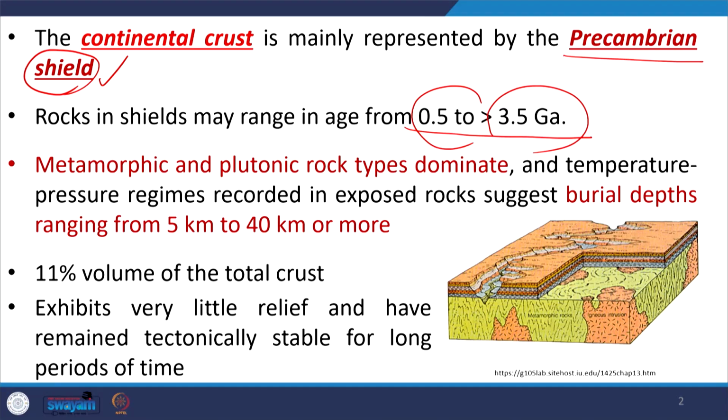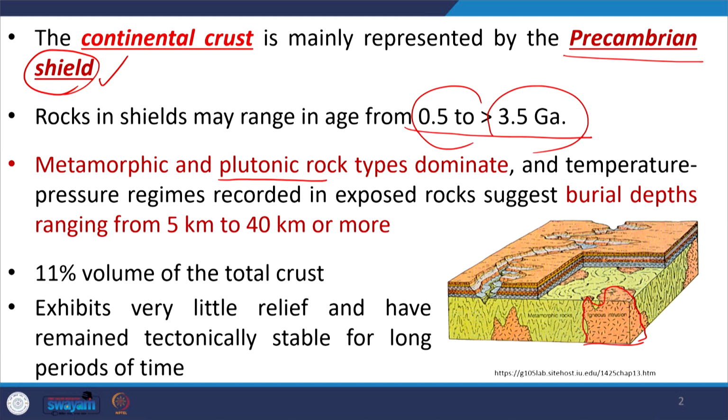Metamorphic and plutonic rock types are dominant. That means in the Precambrian shield, or most of the continental crust, metamorphic rock and plutonic rock dominate. Plutonic rock, you know, is when the magmatic system intrudes deep inside the earth; that is called plutons. Granite is a plutonic rock, basalt is a volcanic rock, rhyolite is a volcanic rock. So metamorphic and plutonic rocks dominate the earth's continental crust.